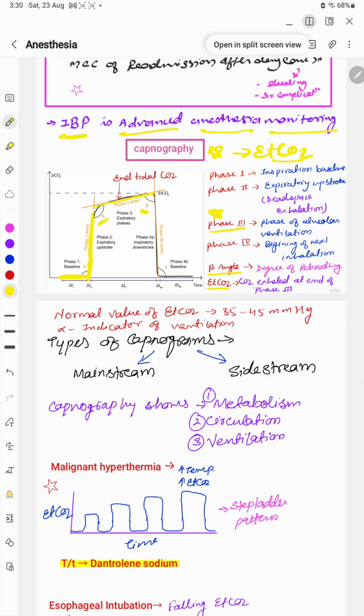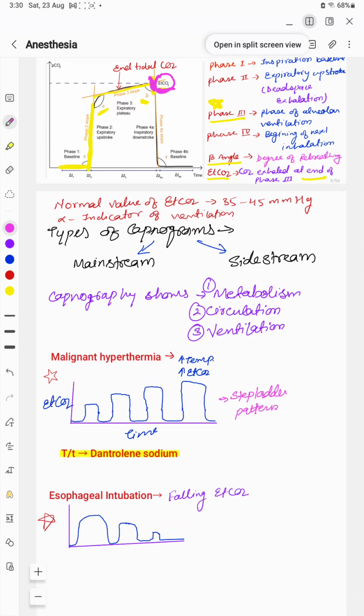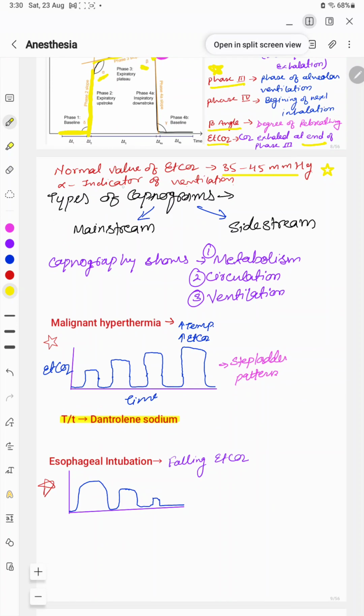Okay, and EtCO2 is the CO2 exhaled at the end of phase 3. When this is phase 3, here is the EtCO2. When phase 3 stops, how much CO2 is exhaled is called EtCO2, end tidal carbon dioxide. Normal value of EtCO2 is 35 to 45 mmHg. This is also an exam question. You should remember 35 to 45. Okay, and alpha angle is the indicator of ventilation.